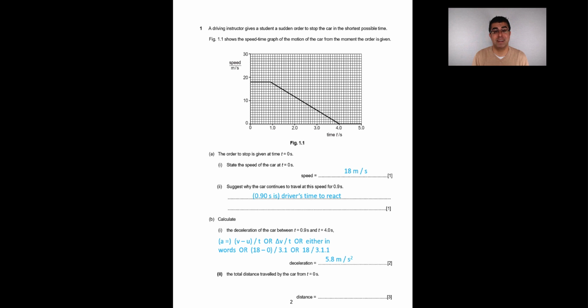So distance equals speed times time. We've got two shapes here, a rectangle and a triangle. The rectangle is 0.9 times 18 and the triangle is 3.1 times 18 divided by 2. And if you add all of this together, you should get 44 meters. Okay, now remember, distance is meters and speed is meters per second and acceleration is meters per second squared. Guys, units is really important. It's very important that you get them right, and it's important that you state them properly.